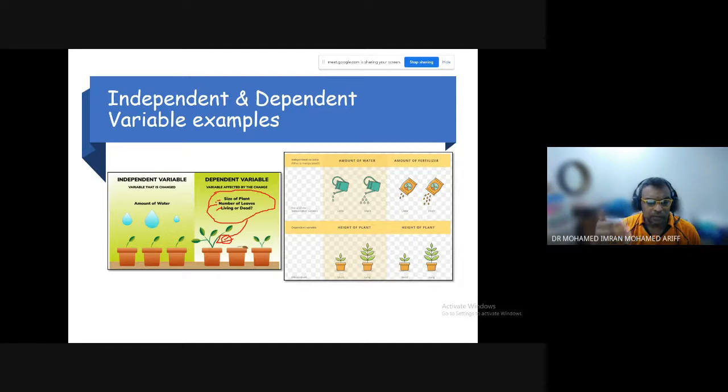Okay, so in terms of example ini, untuk mengatakan bahawa pokok itu tumbuh, is based on 3 condition: the size, the number of leaves, and either living or dead. So this is the example lah. Okay, so another example sebelah sini ialah independent variable ialah amount of water. Okay, and the dependent is the height of the plant. So lagi banyak kita tuang air, lagi tinggi pokoknya. Lagi banyak kita tabur fertilizer, lagi tinggi pokoknya. Okay.